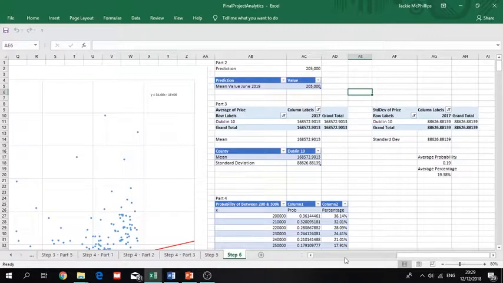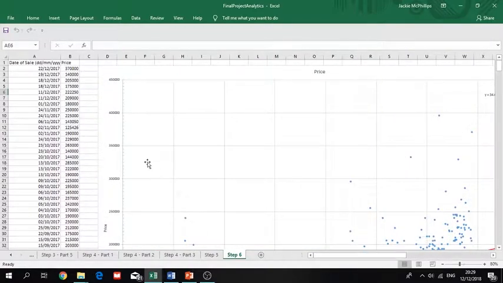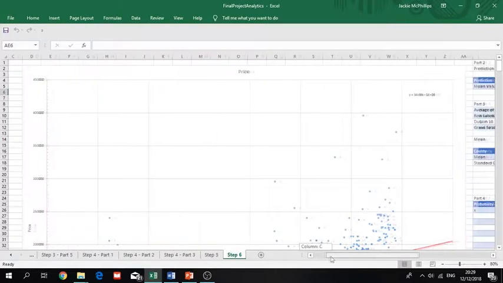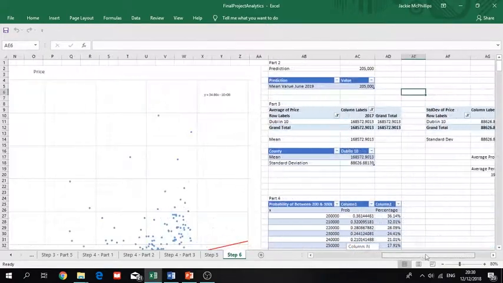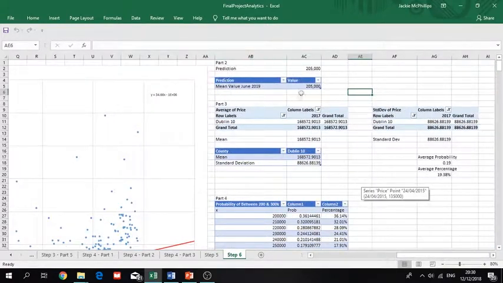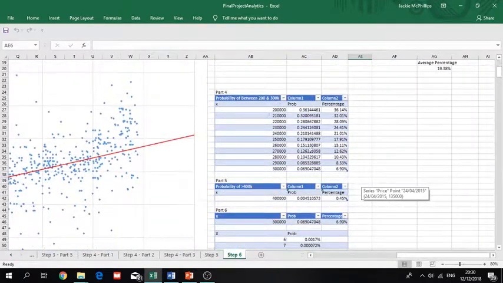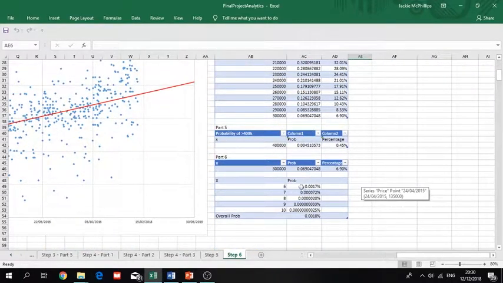And step 6, again Sean did this step, verify attributes scatter plot. This is a scatter plot he produced. And then this is part 2, this is part 3 here, this is part 4, part 5 and part 6.